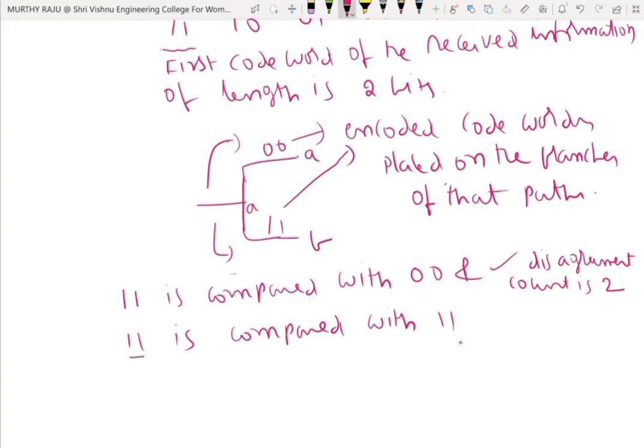Compare this 1 1 and this 1 1. Some coincidence is there. Count is 0. Or the Hamming distance between these two code words is 0.